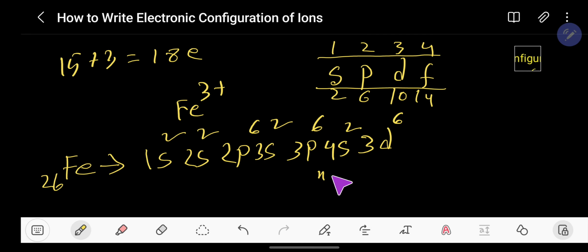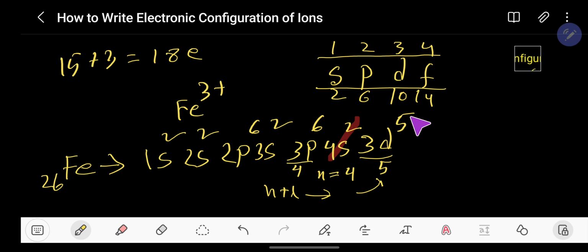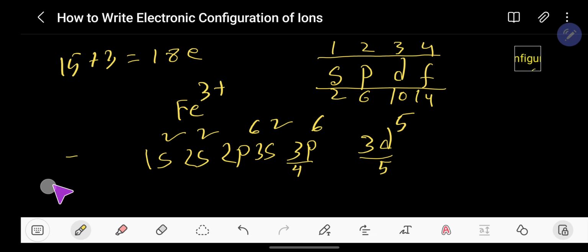So 2 electrons will go from the highest value of n, that is, 2 electrons will go from here. Then next, look, here we have 3p, then 3d. For the highest value of n plus l, for 3p we get 3 plus 1, 4, and here we get 5, right? So we'll remove one more electron from the highest n plus l value from here. So here we have to write 5. If I delete this, now this is the electron configuration of iron 3+.